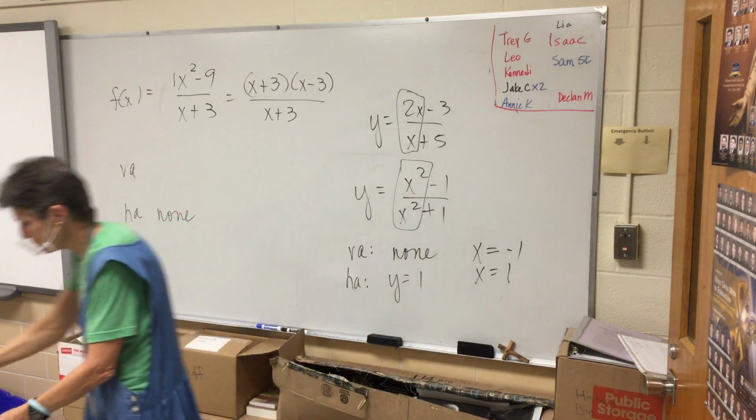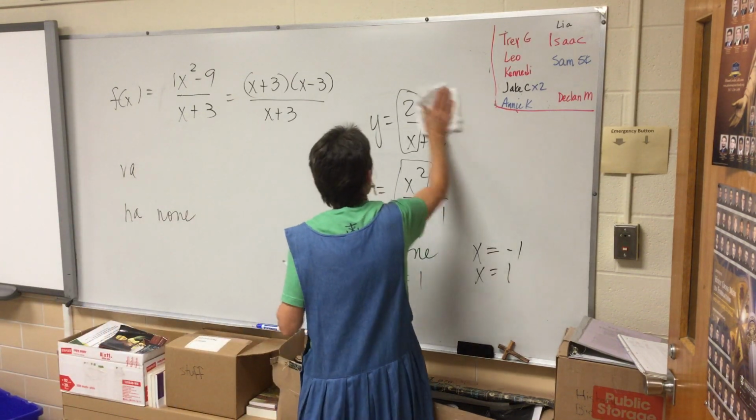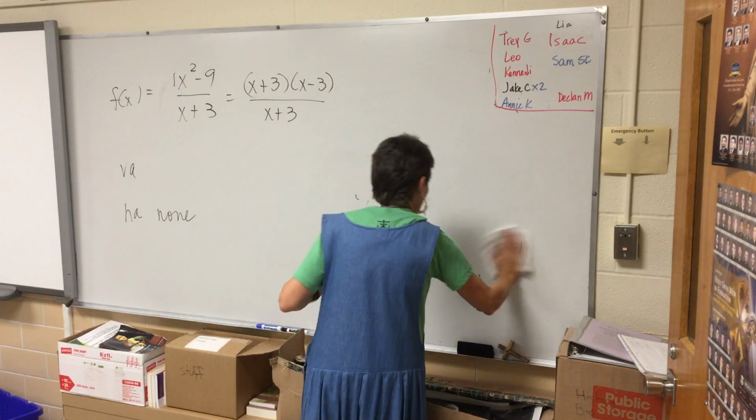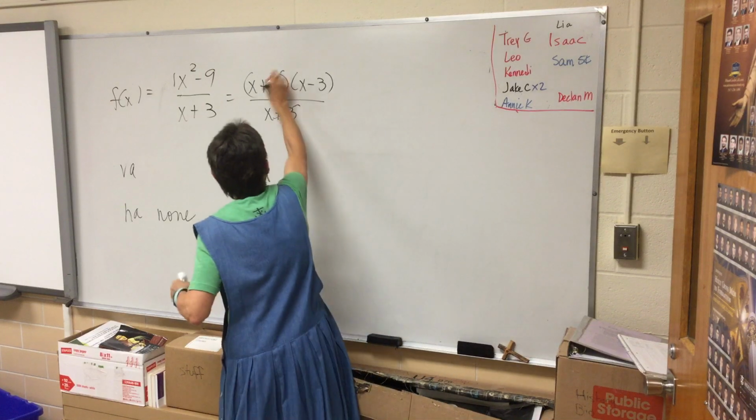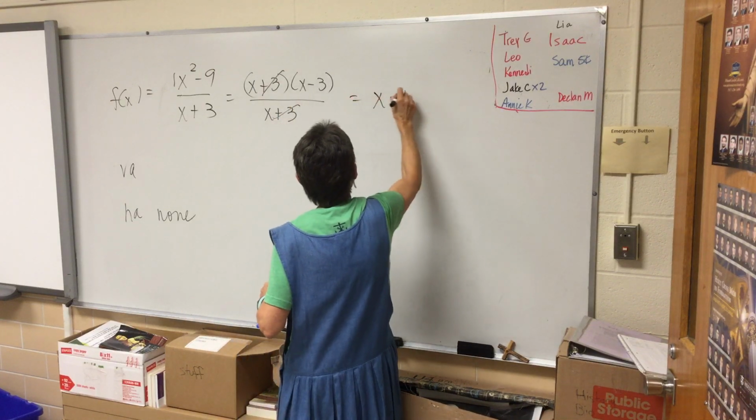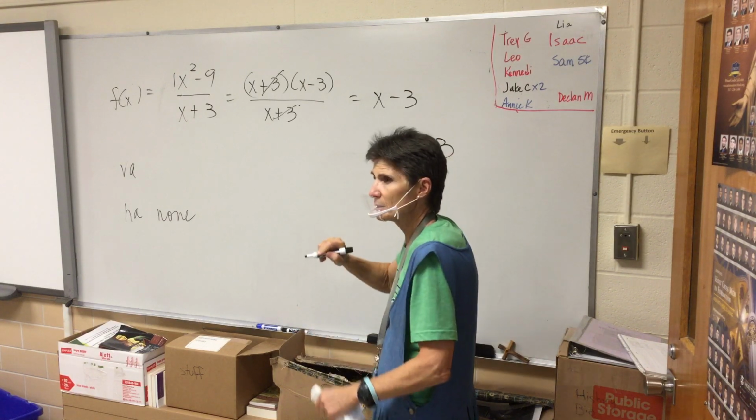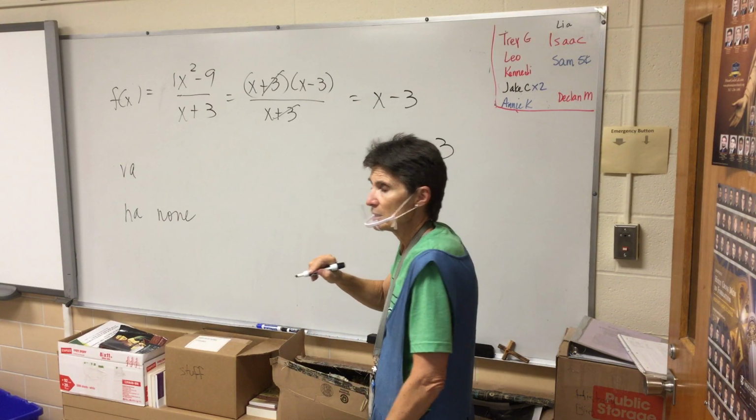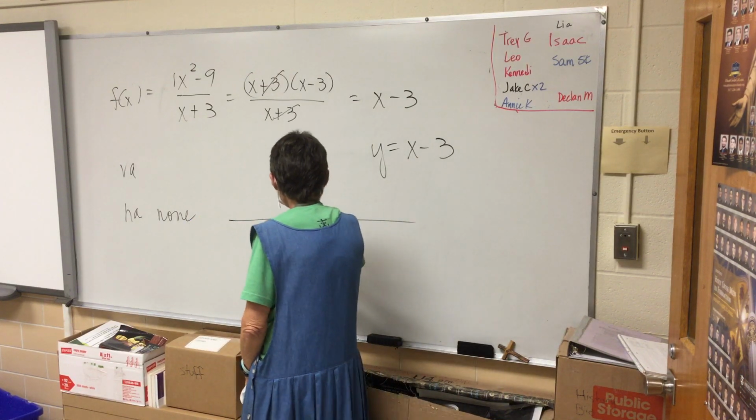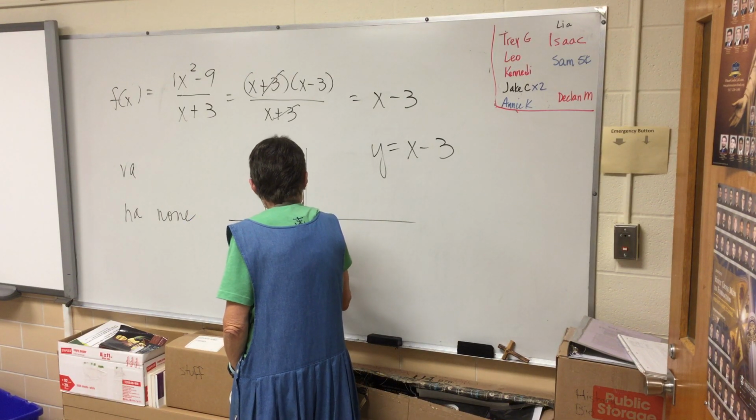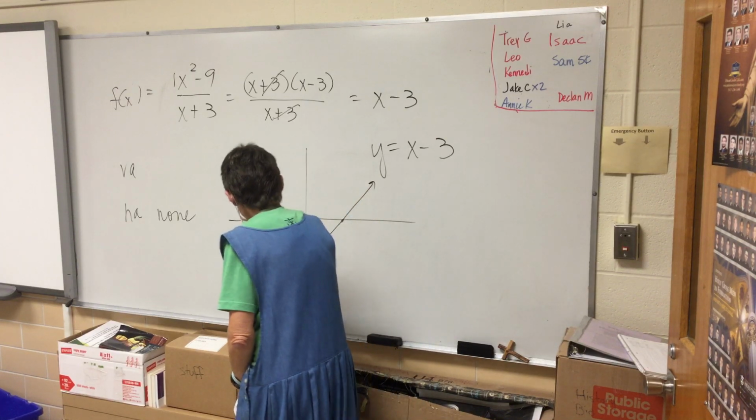And what do you notice? You can cancel out the x plus 3. So ultimately, aren't you just left with the equation y equals x minus 3? And when you graph that, y equals x minus 3, isn't that just a nice little line, just like that?